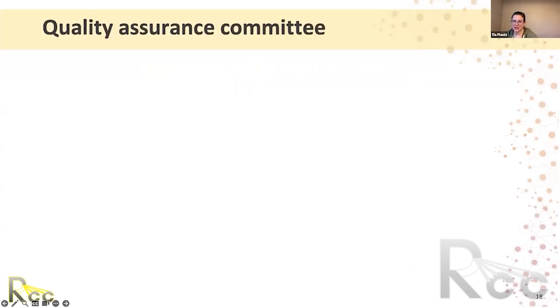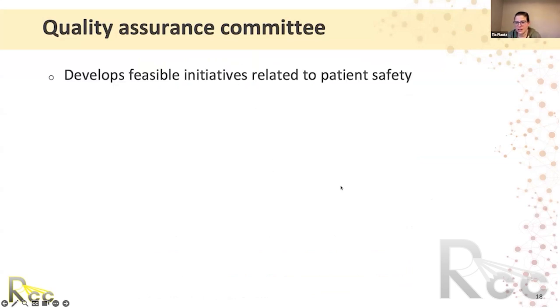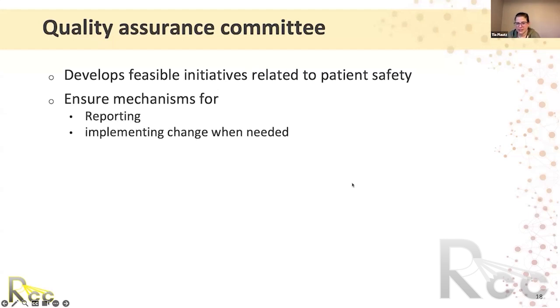So the next question that you might have is who should be responsible for consolidating and evaluating the incidents in your clinic? This task is typically delegated to a quality assurance committee who develop feasible initiatives related to patient safety. The QA committee ensures that there are mechanisms for reporting, mechanisms for implementing change, and reviewing and analyzing all reported events as they accumulate.